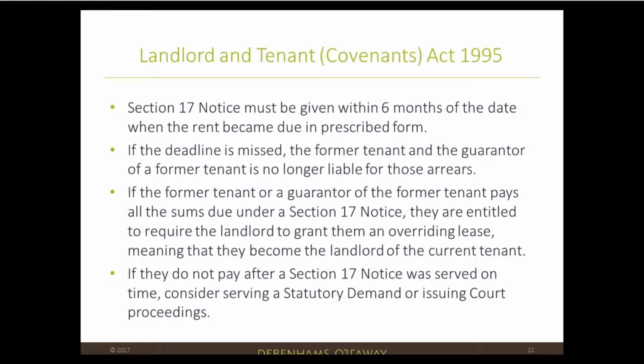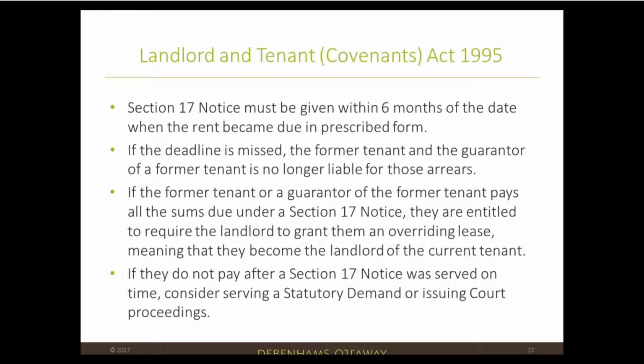Assuming you don't miss your deadline, you serve notice requiring them to pay, and if they do pay the money to you, so the former tenant thinks, oh, I'm on the hook now, I better pay, otherwise they could serve a statutory demand on me and bankrupt me, they'll pay the money and they will then be entitled to an overriding lease. That is a lease that sits between you and the current tenant. So you become the landlord of the former tenant or their guarantor, and that person then becomes the tenant of the current tenant in occupation.